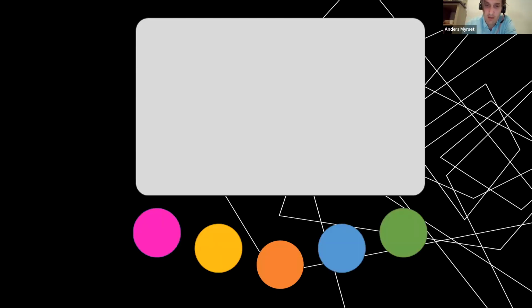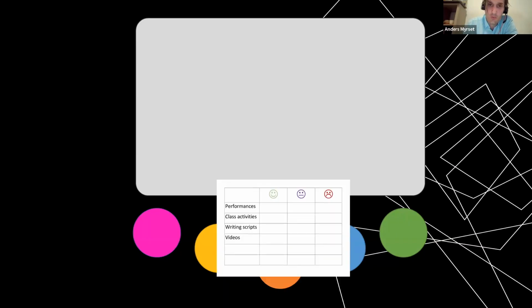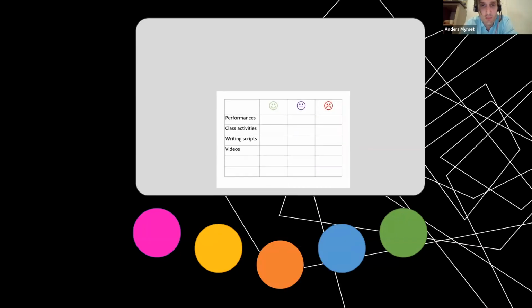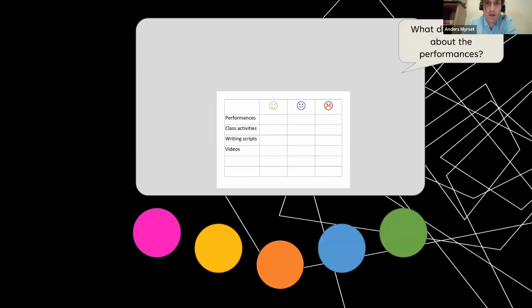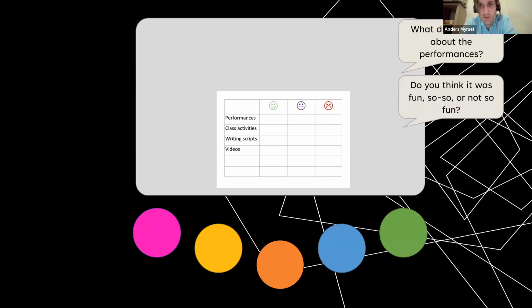And so what this looked like then, if you bear with me, pretend that this is a desk, and you pretend that this circle is me. I had my 4 learners next to me like this. And then I would present them with this sheet printed in A3. And then I would explain what we did for the performances, remind them, I handed out some scripts for you, etc. And what did you think about those? Do you think it was fun, so-so, or not so fun?